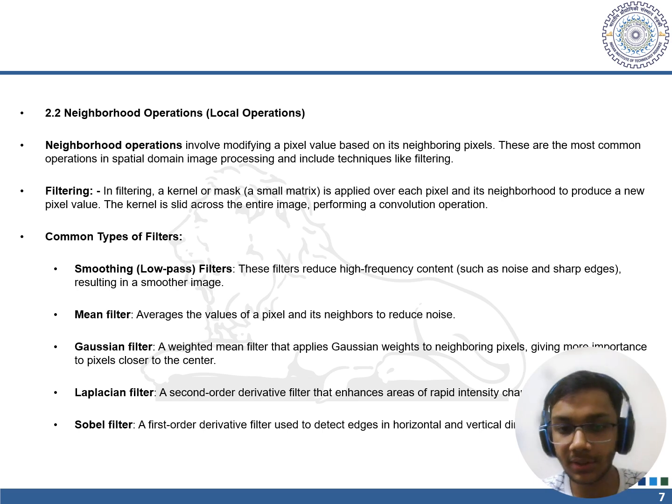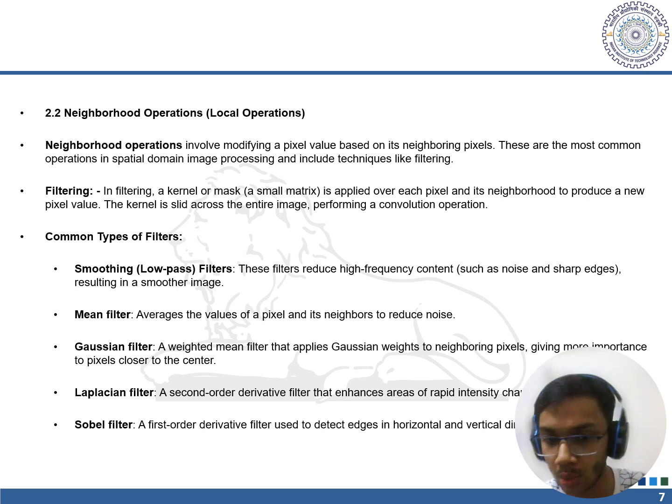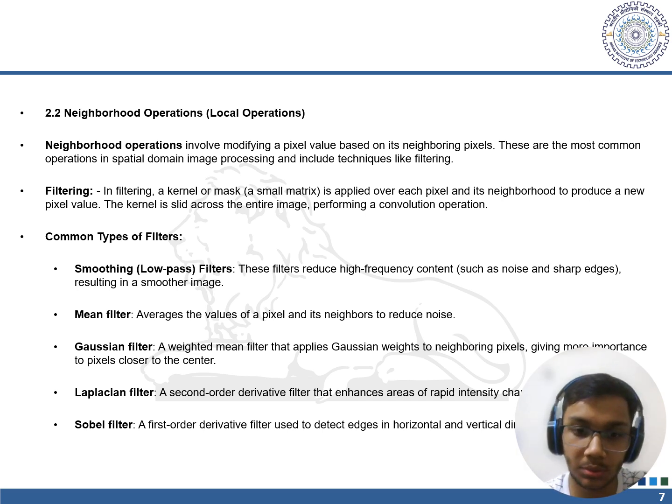Let's now move on to a different set of operations known as local operations. In this set of operations, we do not independently operate on each pixel value, but rather operate along with the neighboring pixels for each pixel. In these techniques, filtering processes are used to get the desired outcome. The different common filters are smoothing, also known as the low pass filter, mean filter, Gaussian filter, Laplacian filter, and the Sobel filter. The most often used are the smoothing and the Gaussian filter.